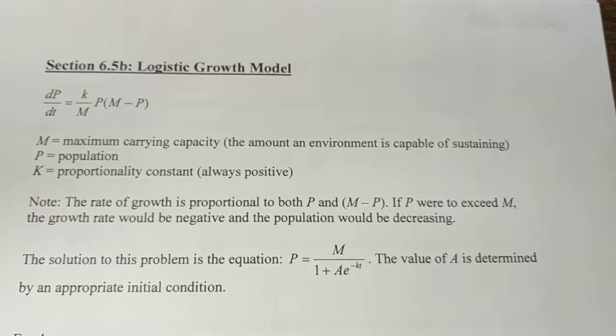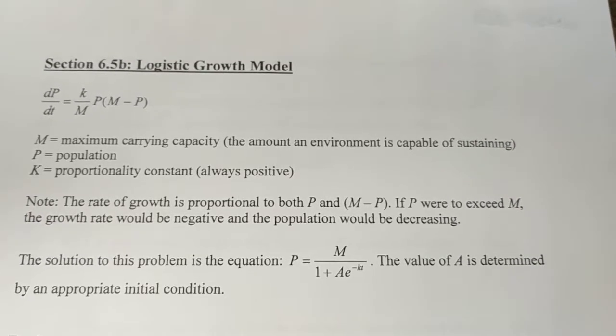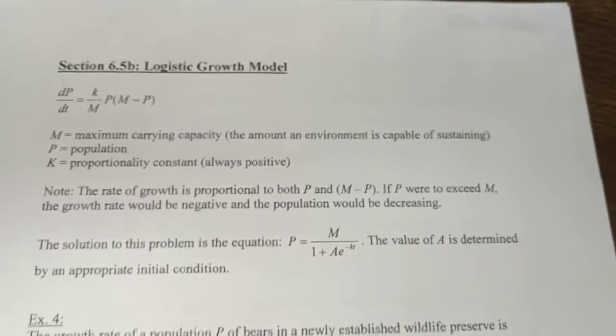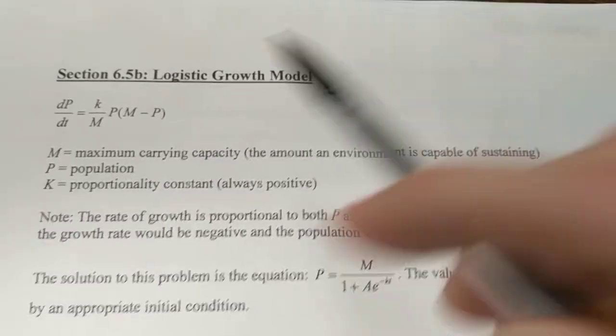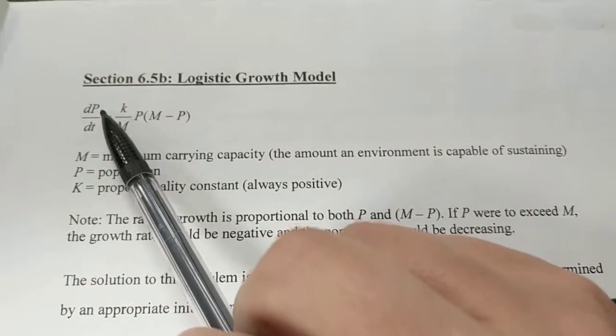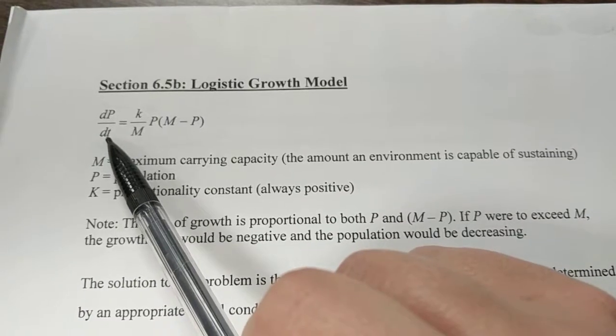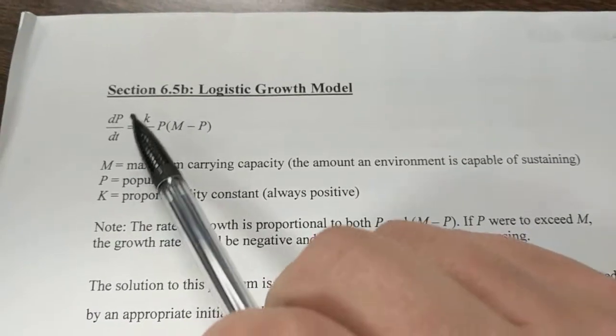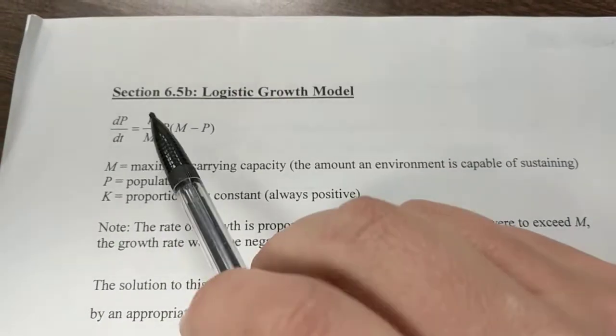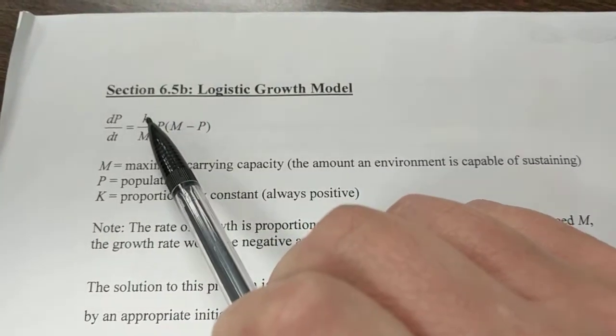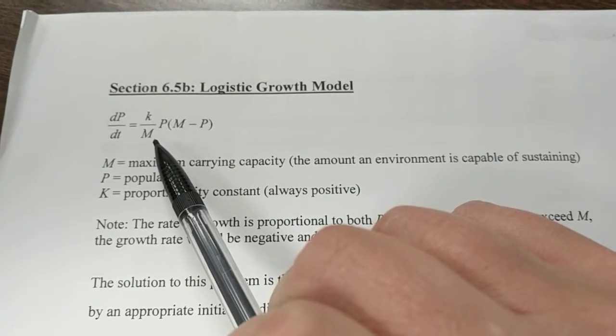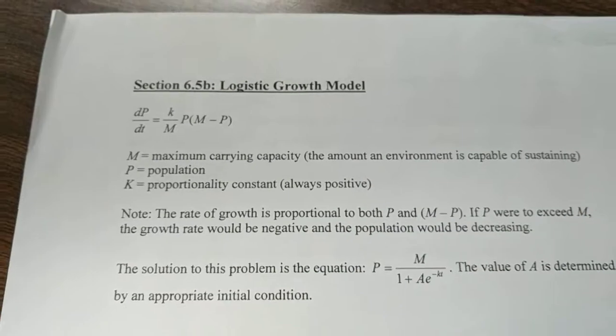The last part of section 6.5 is called the Logistic Growth Model. And the Logistic Growth Model is this differential equation, change in population with respect to time. When we talk about this change in population with respect to time, the relationship is some constant over M times P, times M minus P.